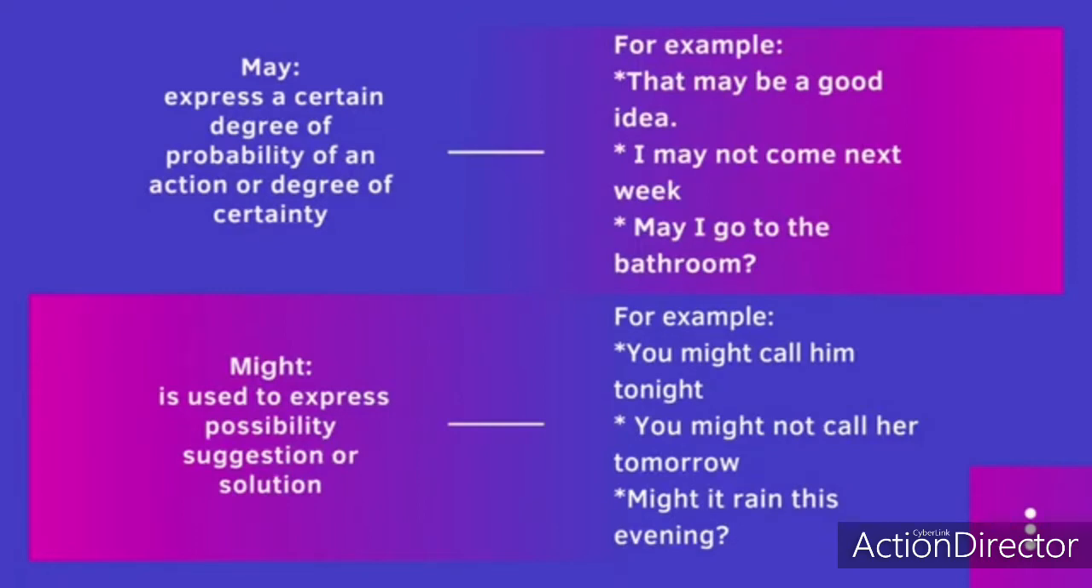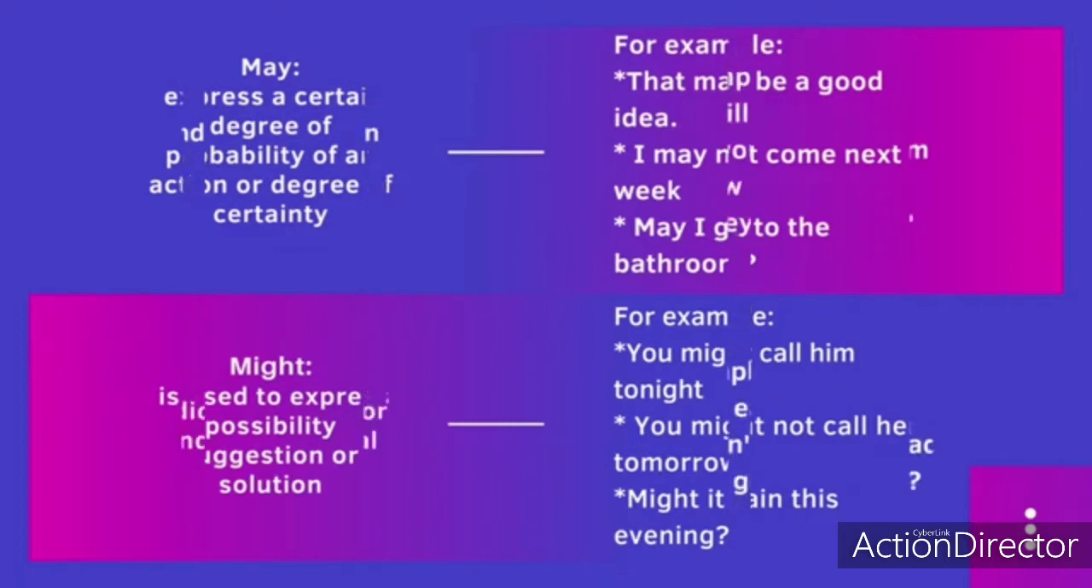Might, for suggestions or possibilities. This verb expresses it clearly. Its use depends on the context, being much more flexible than may. For example, you might call him tonight. You might not call her tomorrow. It might rain this evening. All three indicate probability in the future.